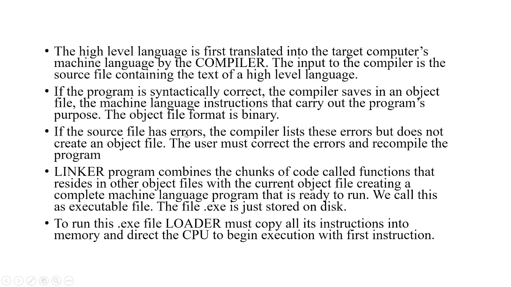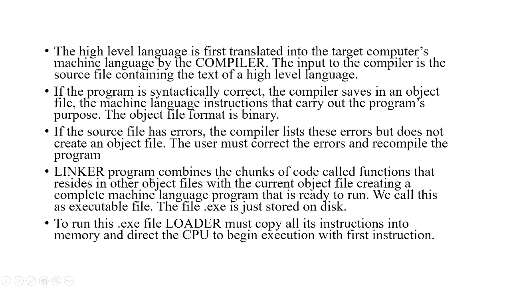If the source file has errors, the compiler lists those errors and doesn't create any object file. After seeing the list of errors, the user corrects those errors, and has to save and recompile the program. Then only the object file is generated, and this is submitted to the linker.